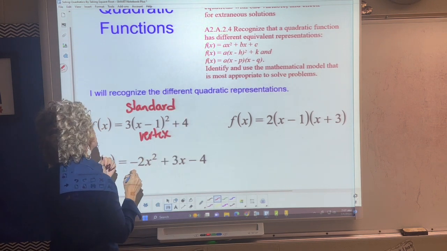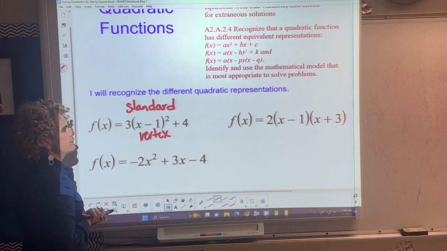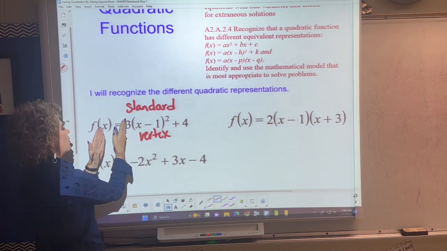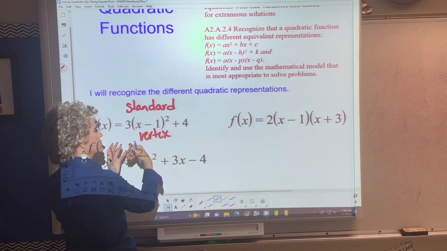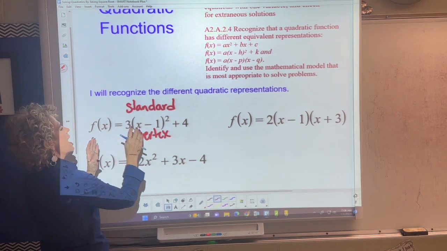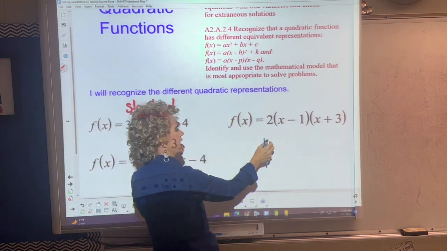Standard form. So vertex form is often referred to as standard form, where we have our h and k. Our h is 1, our k is +4. It tells us our vertex, okay?